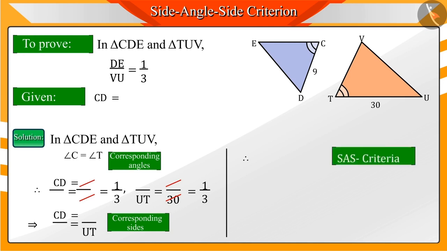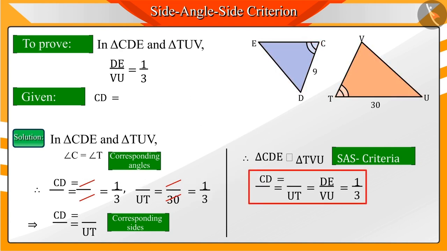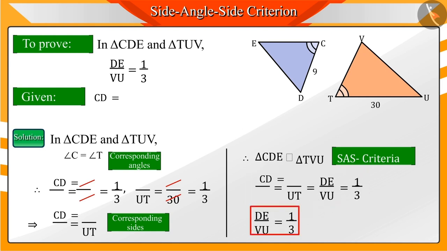Hence, by the SAS criteria, we can say that the triangles CDE and TUV are similar to each other. We know that the corresponding sides of similar triangles are proportional. Hence, the ratio of the corresponding sides DE and VU is 1 by 3. Let's look at another example.